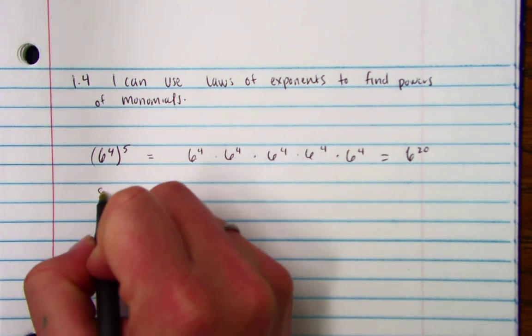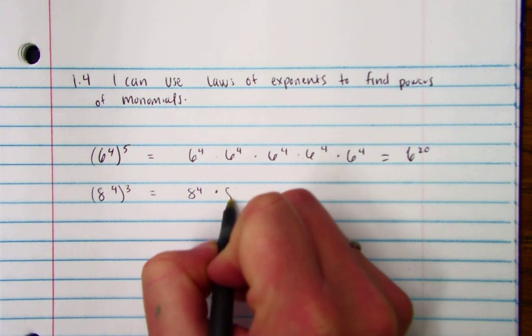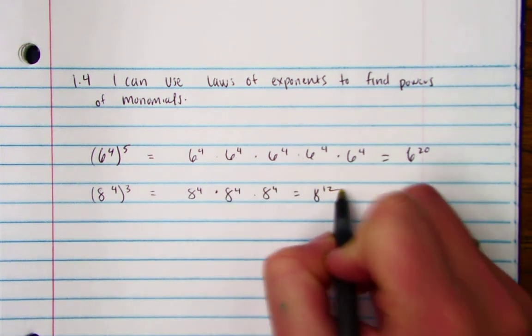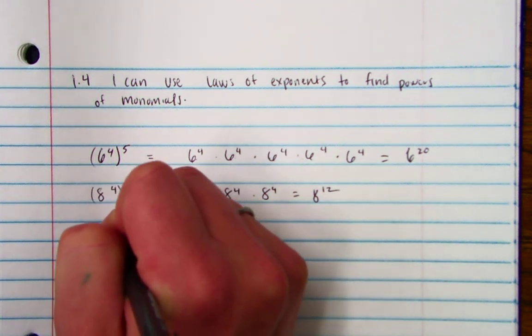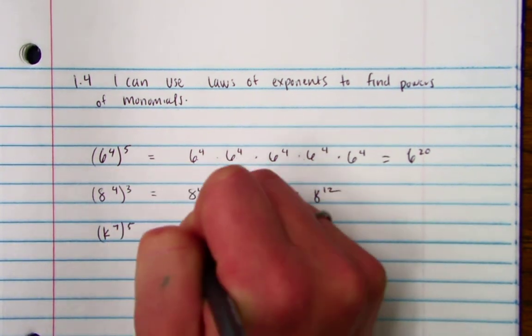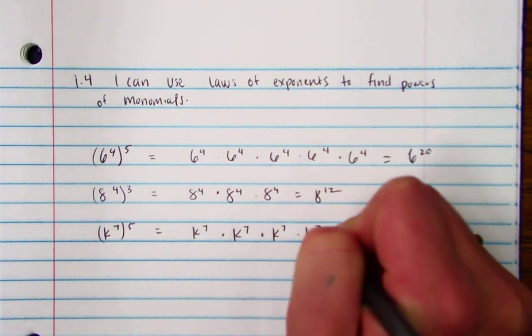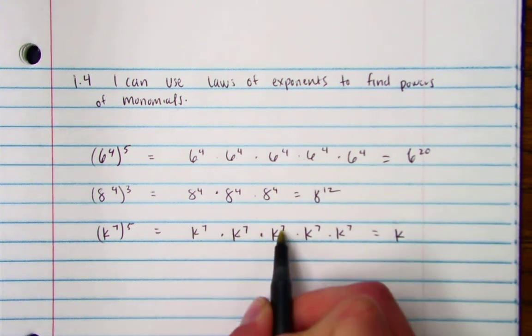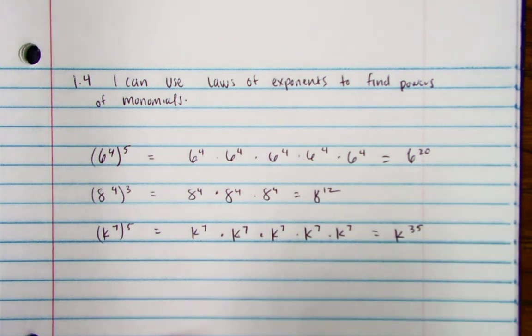Another example would be 8 to the 4th cubed, which would be 8 to the 4th times 8 to the 4th times 8 to the 4th, which would just be 8 to the 12th. And one more example, if we had k to the 7th raised to the 5th, this would be k to the 7th times k to the 7th, 1, 2, 3, 4, 5, which would be k to the 7 plus 7 plus 7 plus 7 plus 7, or k to the 7 times 5, which would be k to the 35th.